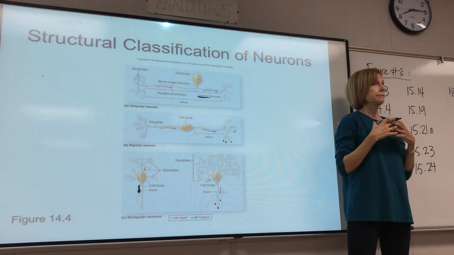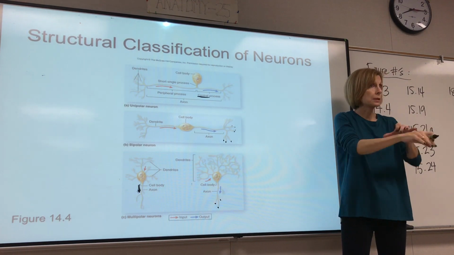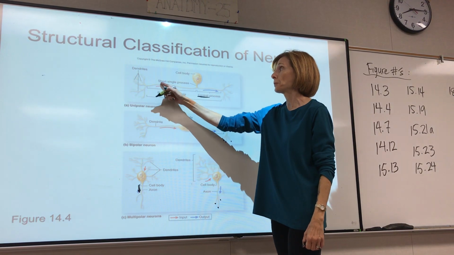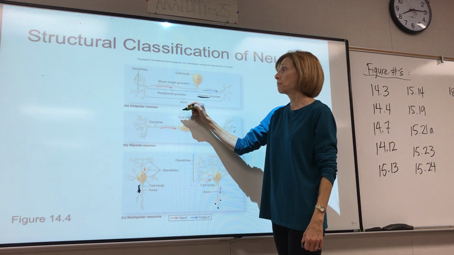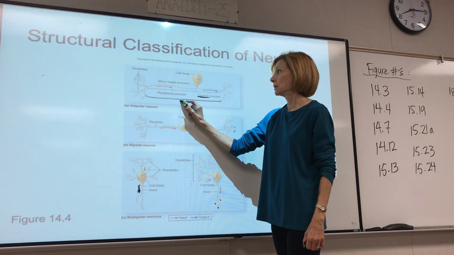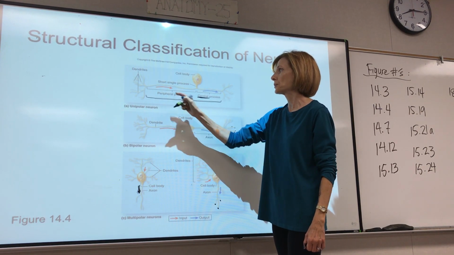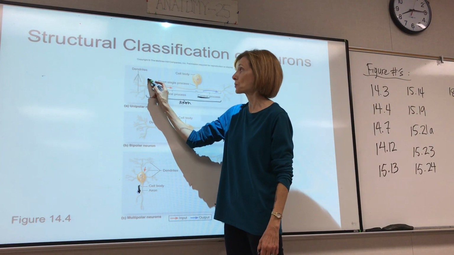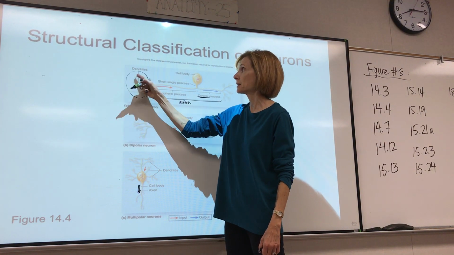This could be carrying touch from somewhere in the body, somewhere on the skin. So this is called the peripheral process. But you can call this whole thing the axon. Okay, in a unipolar neuron, you can call the whole thing the axon. The dendrites are just right here at the very end.